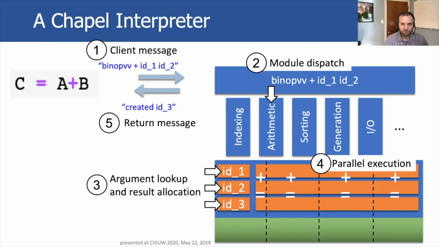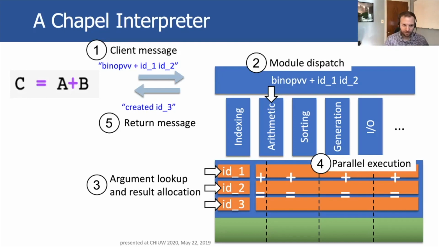So the client will send that message over to the server via a ZMQ socket, and on the server, that message will be interpreted and then dispatched into the correct module, in this case being the arithmetic module, and then there will be an argument lookup in the distributed object store to find the ID1 and ID2 arrays, which are A and B, and also it will allocate a new distributed array, ID3, for the left-hand side assignment.